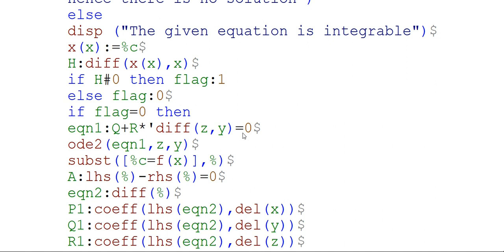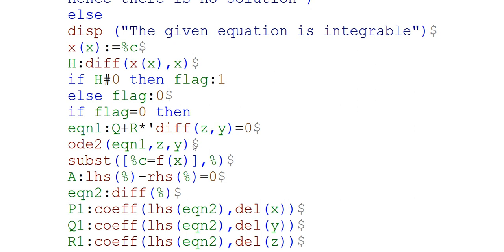Now I should solve this equation. To solve any ordinary differential equation in Maxima, the command is ODE2. It's an inbuilt command. So ODE2 of, there must be 3 terms within the brackets. The first term is the equation which has to be evaluated. Then, what is the dependent variable and what is the independent variable. So I am solving eqn of 1. Here the dependent variable is z and the independent variable is y. So I am getting the solution of this z in terms of y.